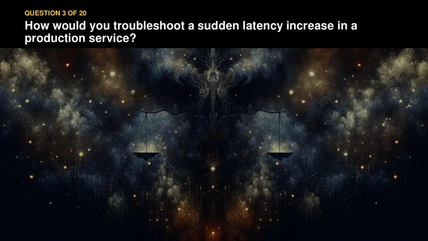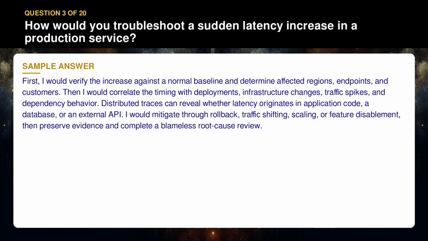Question 3. How would you troubleshoot a sudden latency increase in a production service? First, I would verify the increase against a normal baseline and determine affected regions, endpoints, and customers. Then I would correlate the timing with deployments, infrastructure changes, traffic spikes, and dependency behavior. Distributed traces can reveal whether latency originates in application code, a database, or an external API.